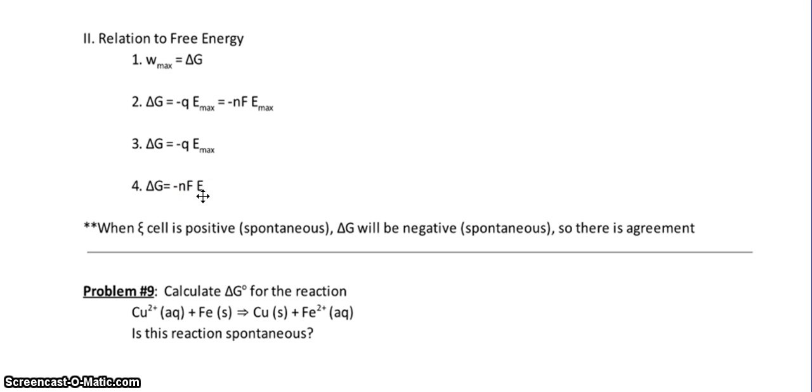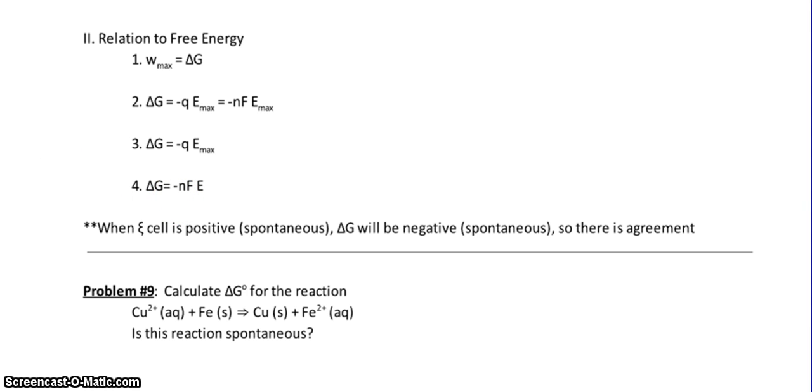So notice, remember what we said in the summary of section 17.2? We said that E, in order for it to be spontaneous, has to be positive. And we learned in the last chapter that if the delta G were negative, the reaction would also be spontaneous. So here is that relationship between the spontaneous Gibbs free energy and the spontaneity of the cell potential. And that is why there's that negative number in front of the F, so that the signs are going to work out.